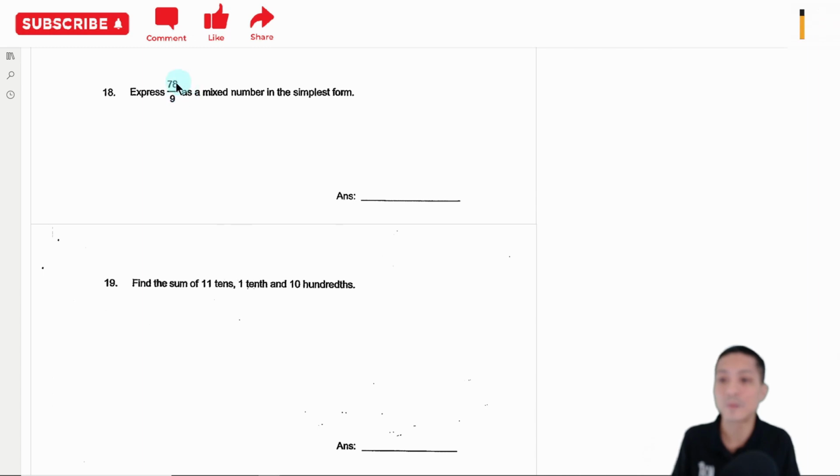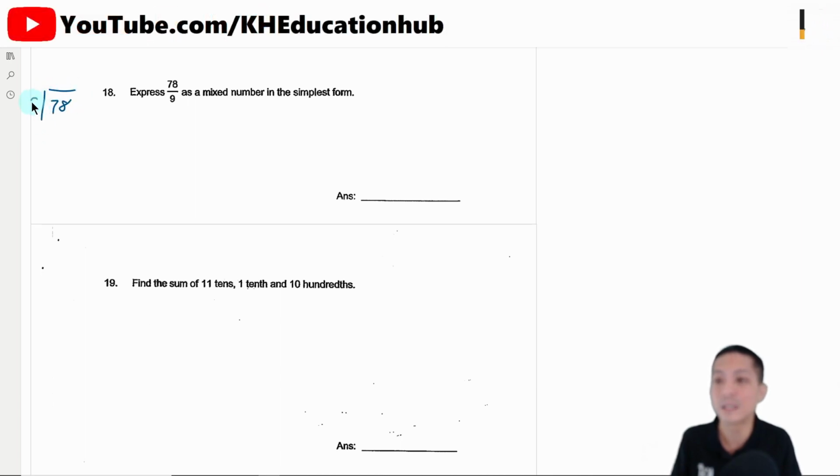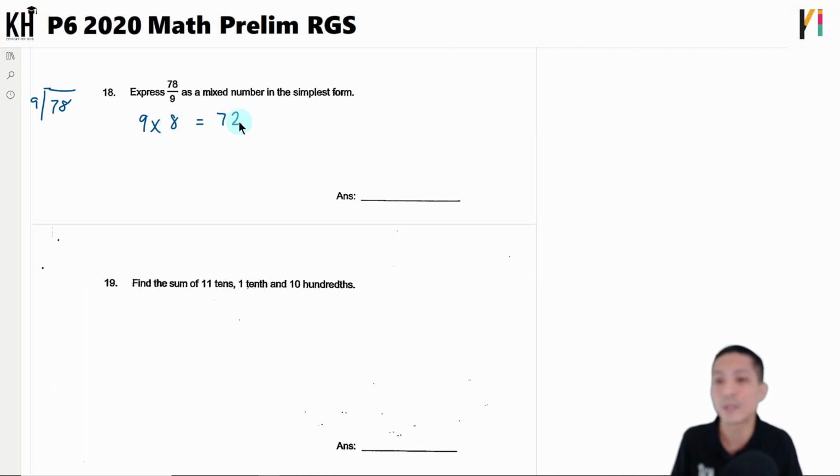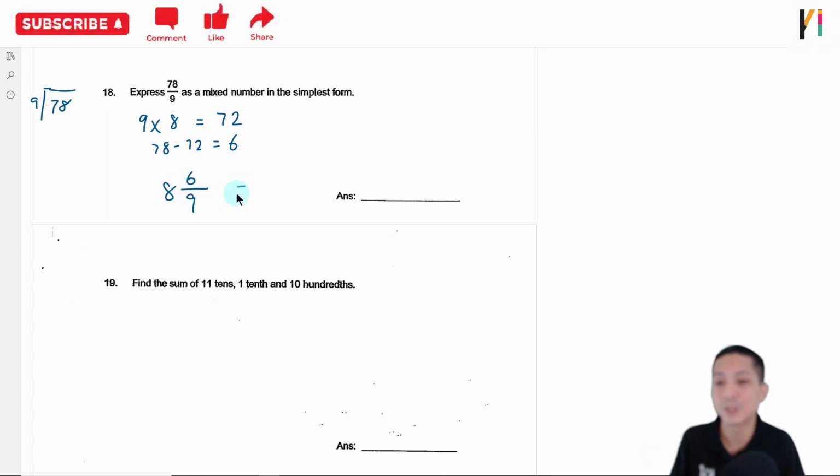Okay, question 18. Express 78/9 as a mixed number in the simplest form. To change it to a mixed number, you need to use 78 divided by 9. But because this is such a small number, you don't really need to do long division. Just think of 9 times what will give you the number closest to 78. It will be 9 times 8, which gives you 72, right? So 78 minus 72 is 6. So it will be 8 whole and 6/9.